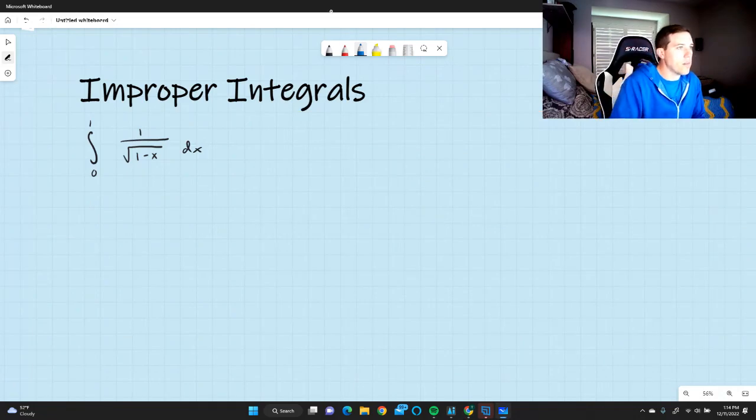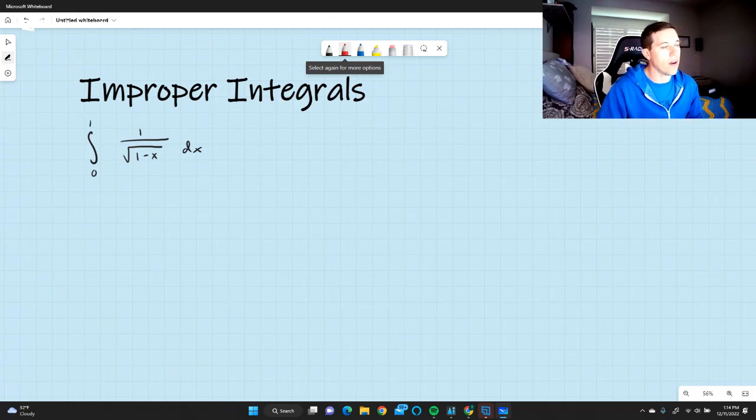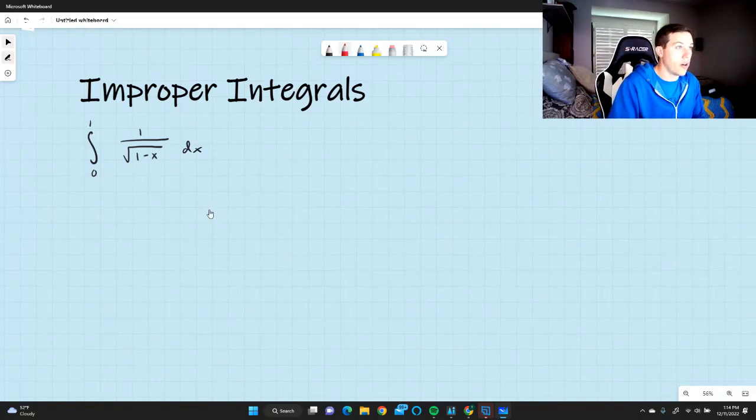Turns out that sometimes we can actually find a value for an infinite area. Similarly, we're going to be doing that a lot with series and sequences. We're actually going to be finding that the sum of infinitely many things can equal a value. So before I show you how to do this problem, two things to know notation wise.